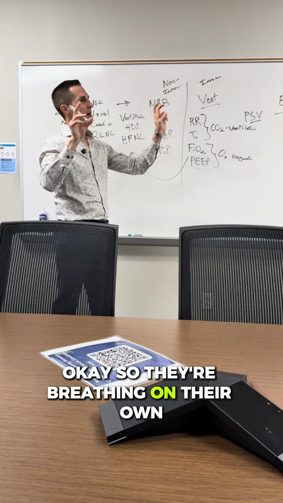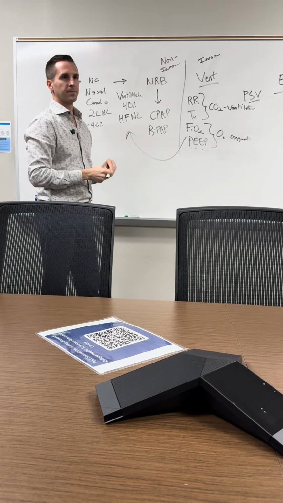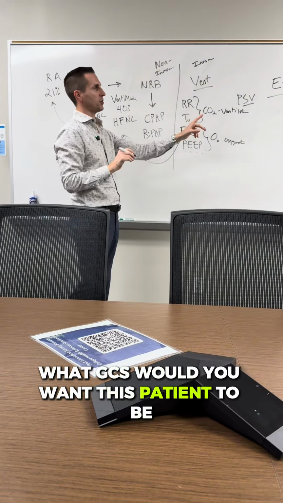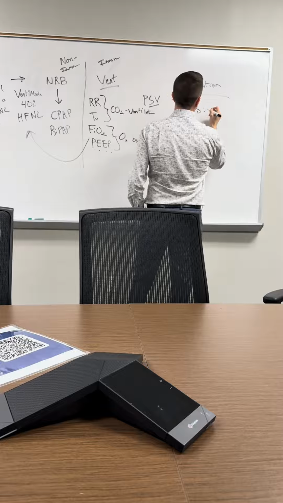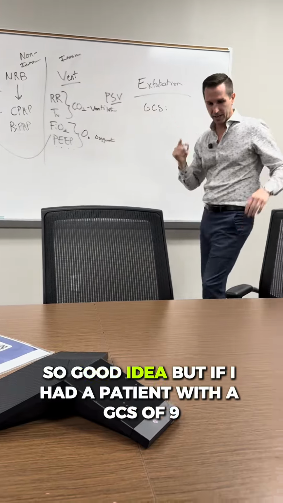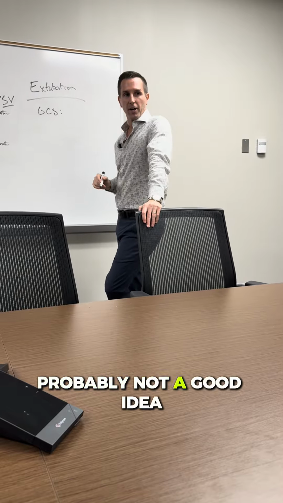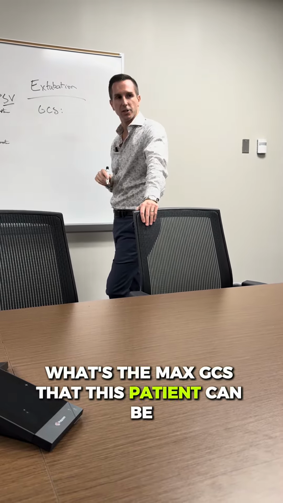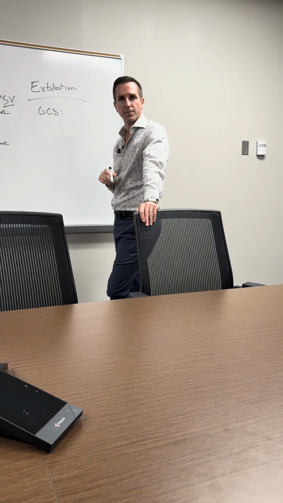So they're breathing on their own. What about their mental status? What GCS would you want this patient to be if you were going to extubate them? Above 8. Less than 8, intubate, so good idea. But if I had a patient with a GCS of 9, probably not a good idea. What's the max GCS that this patient can be? Because they can't speak.